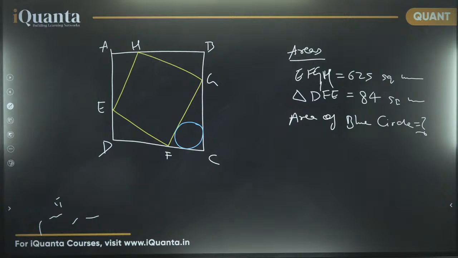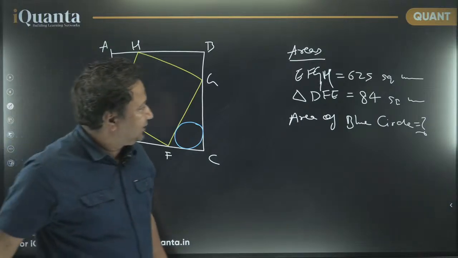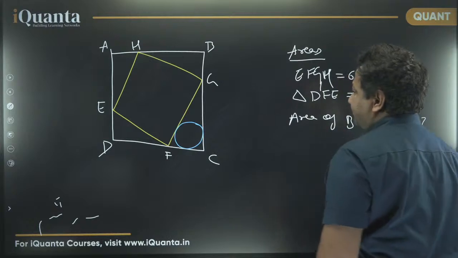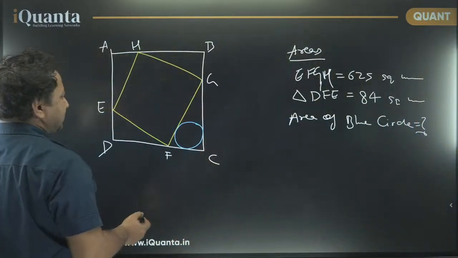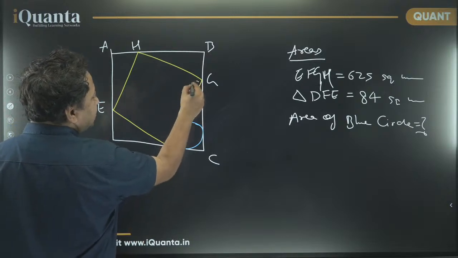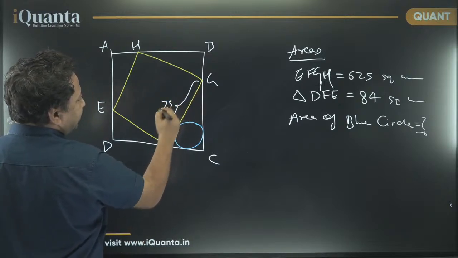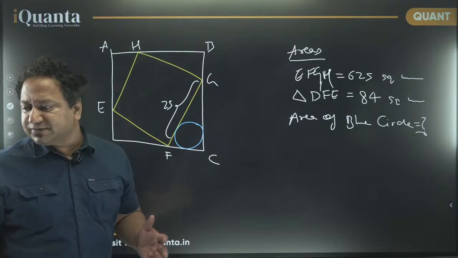ट्रिपलेट से बहुत बढ़िया, बहुत ही अच्छी बात है. I like it. The area is 625. What's the area of a square? It's side का square. If it's 625, then that means the side is 25, isn't it? 25 square is 625. All of us know that.